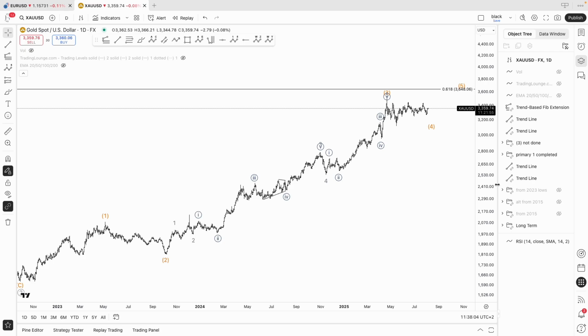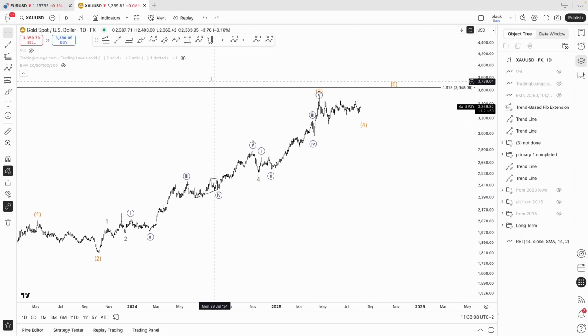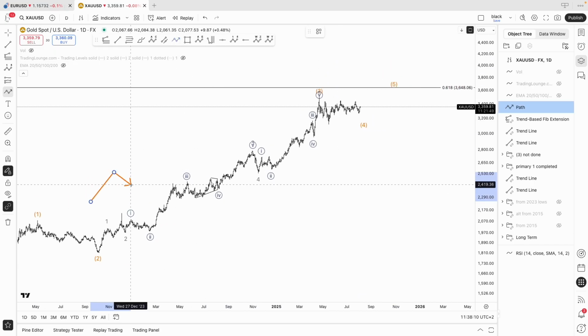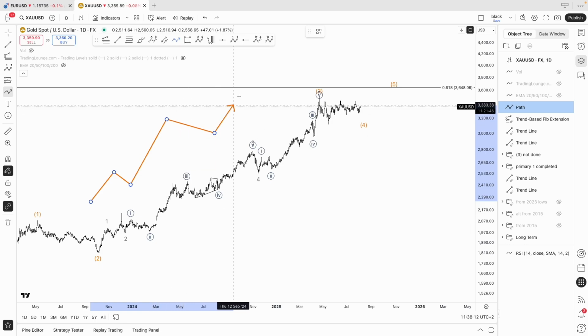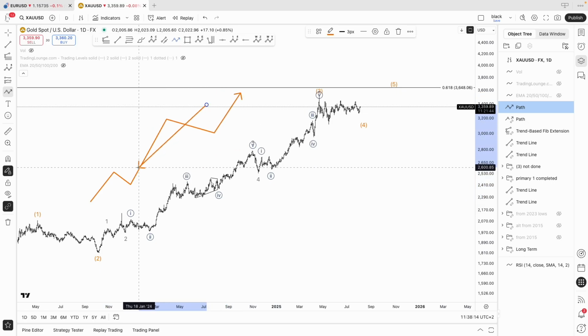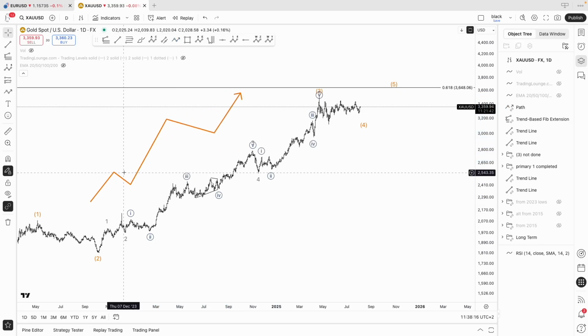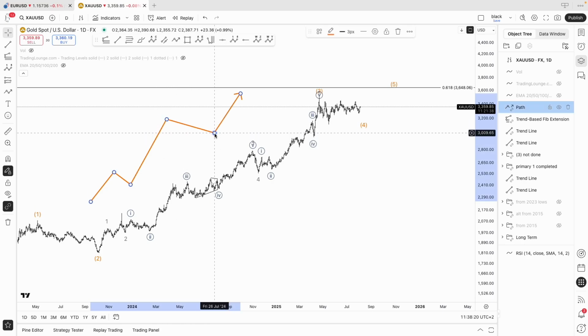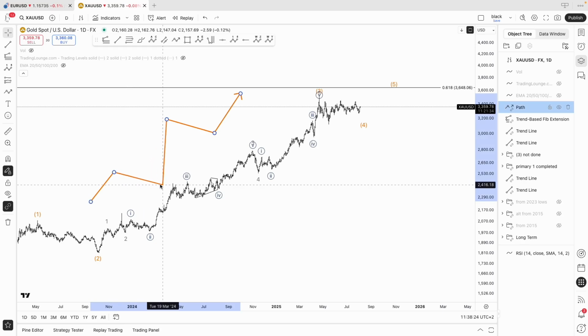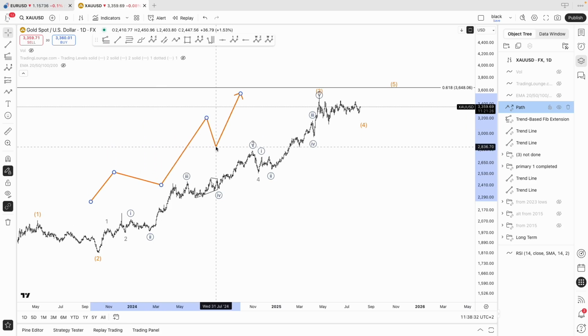Now, given the fact that I said that, remember, alternation states that you have a sharp correction against a more sideways correction in wave 2 and 4. Now they can also be swapped, so it doesn't mean the wave 2 needs to be the sharp correction. It can be the other way around. So 2 can be sideways, 4 can be sharp.